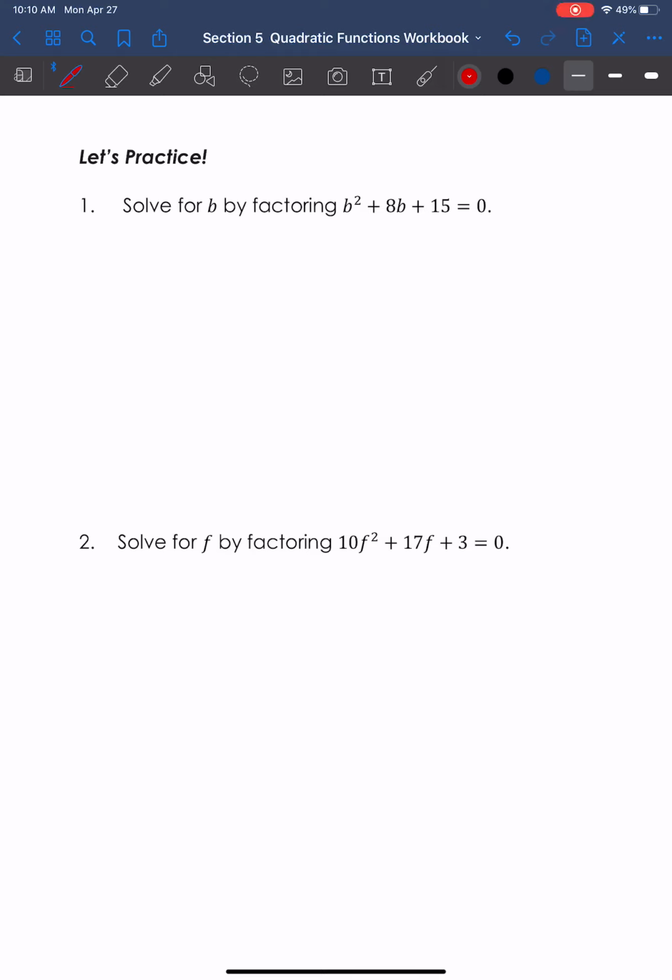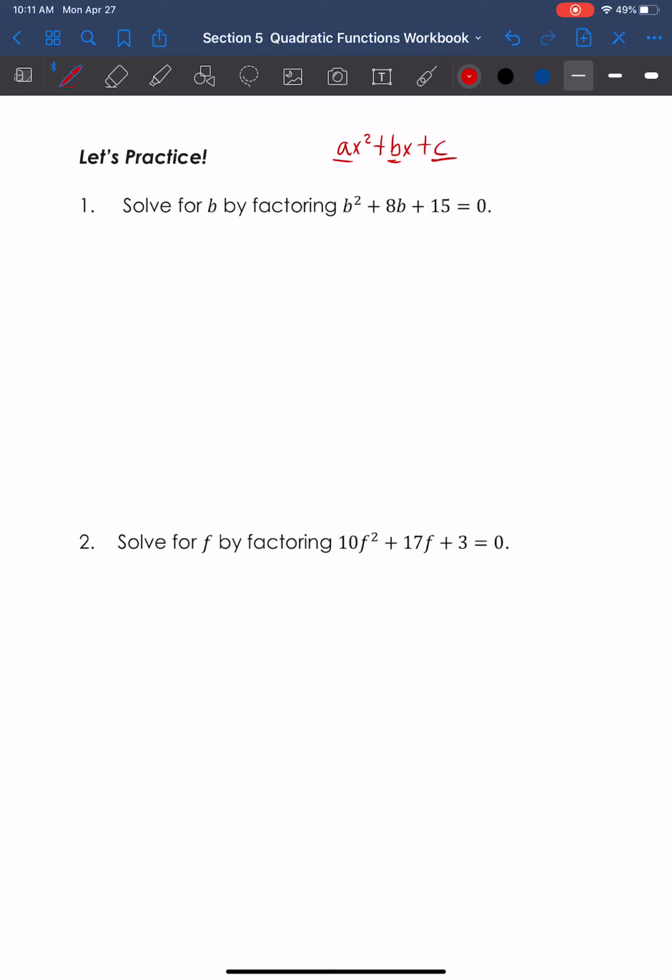Alright, this video comes from section 5, topic 3, and we're going to talk about solving quadratics by factoring. Quadratics are written in the form of ax squared plus bx plus c. The a term is the one that's squared, the b term is to the first power, and c is referred to as our constant.